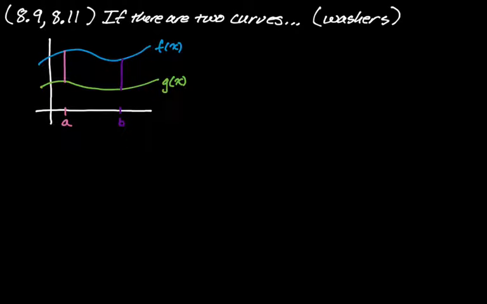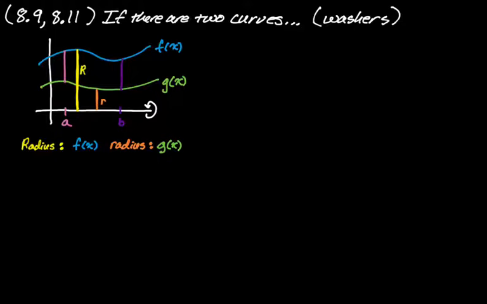Another function has entered the arena, right? So instead of just f of x, we now have f of x and g of x. Well, that just means we get two radii. So we're going around the x-axis. Here's our big radius, right? You start at the axis and you go until you hit the farthest out curve. That's your big radius. Then you start at the axis and you go until you hit the innermost curve. That's your smaller radius. So your big radius in this case is just f of x, and your small radius is just g of x.